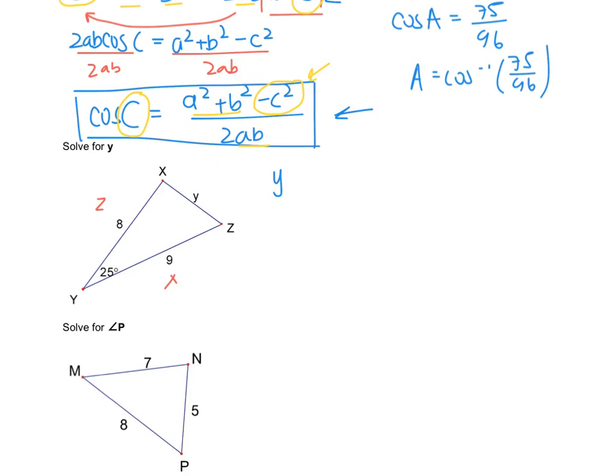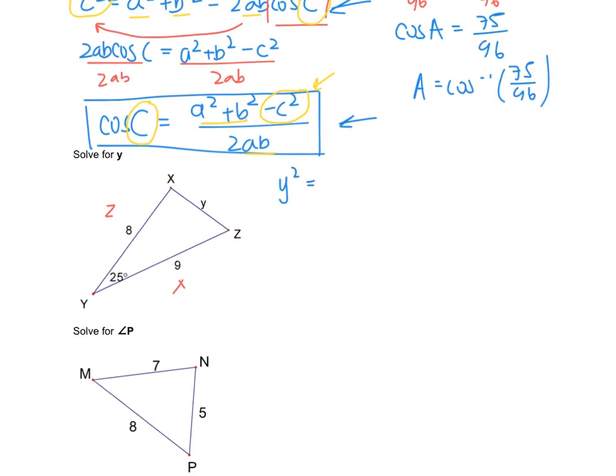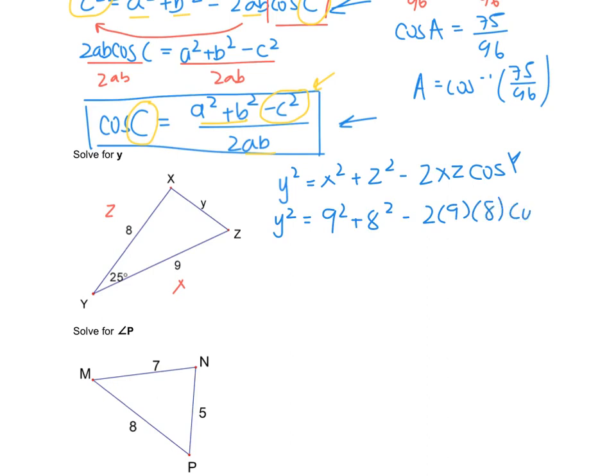So because we're looking for y, we're going to start with y squared equals the other two sides squared, subtract double the other two sides, cos of y, because we're looking for y. Now let's plug everything in. Y squared equals 9 squared plus 8 squared minus 2 times 9 times 8 cos 25. Now you can jump from here straight to the final answer.